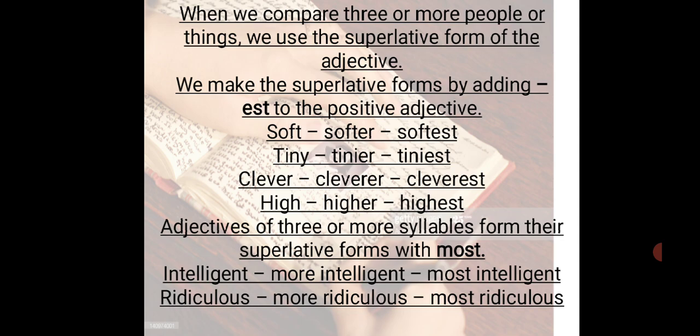Now, the last key thing you have to remember is that adjectives of three or more syllables form their superlative forms with most. What to remember? Those adjectives which have three or more syllables form their superlative with the help of most. Now come to the example word. Intelligent, comparative degree of that is more intelligent, and superlative degree of that is most intelligent. Likewise, ridiculous, more ridiculous, and most ridiculous.